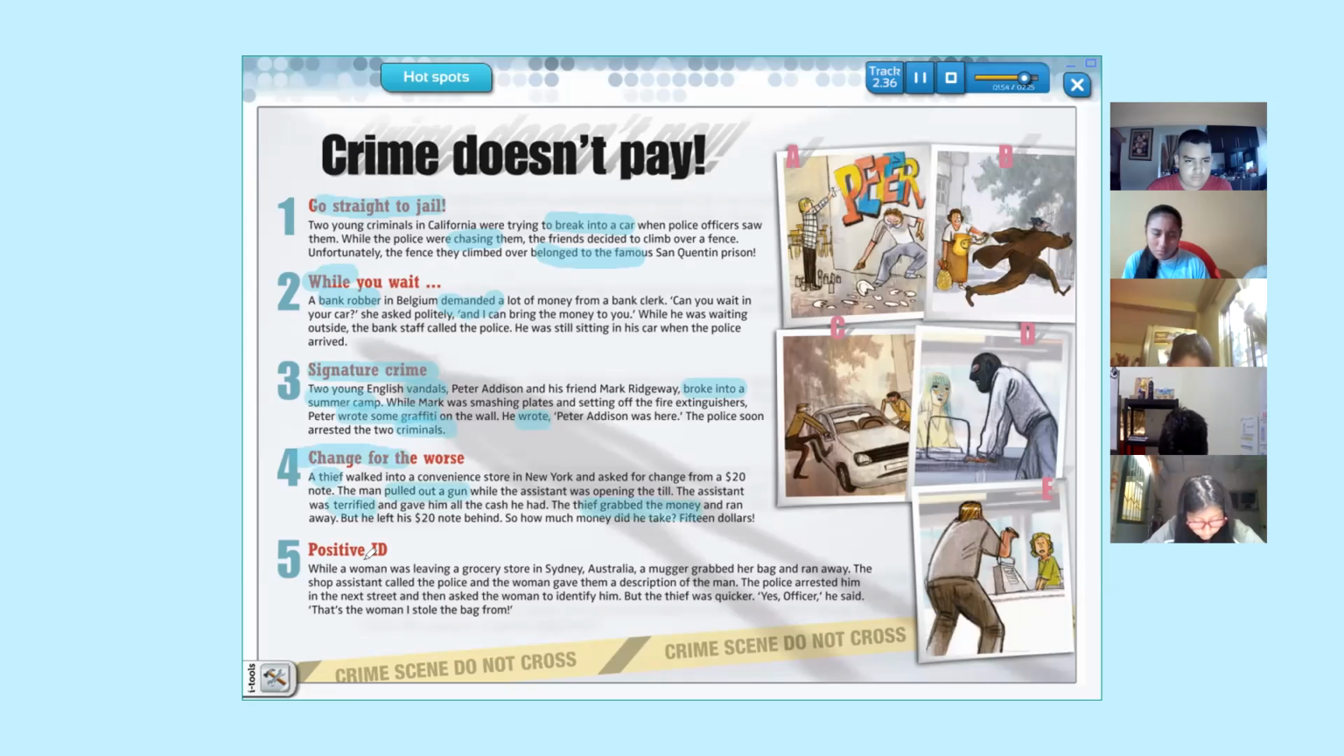5. Positive ID. While a woman was leaving a grocery store in Sydney, Australia, a mugger grabbed her bag and ran away. The shop assistant called the police, and the woman gave them a description of the man. The police arrested him in the next street, and then asked the woman to identify him. But the thief was quicker. "Yes, officer," he said. "That's the woman I stole the bag from."